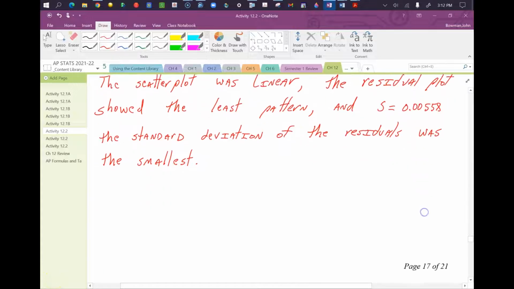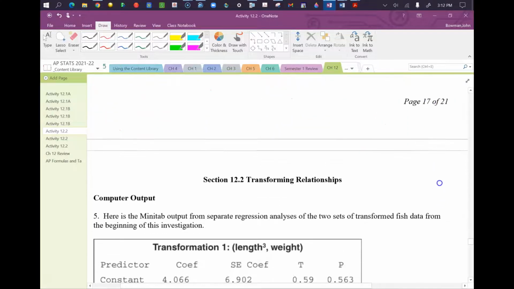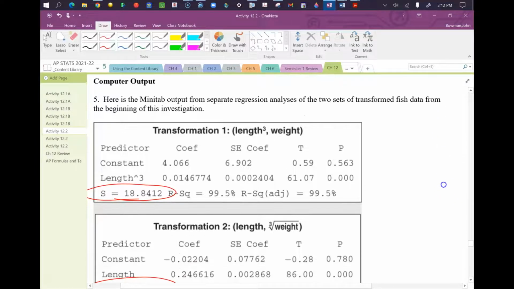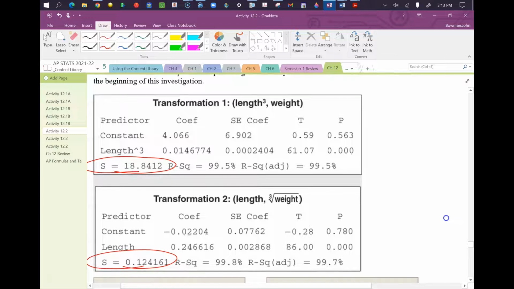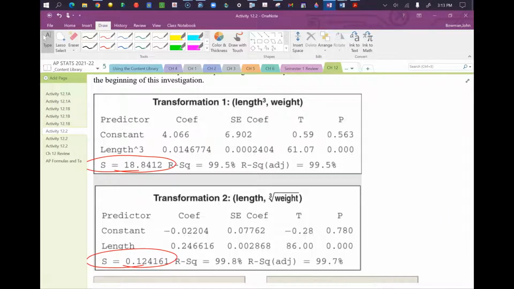Very often these problems are dealt with on the AP exam using computer output. So for our fish data, you will see transformation 1 is the length cubed. Notice that they cubed the length this time instead of the cube root of the weight. And transformation 2, they took the cube root of the weight. So you can take a look at those two and you can find the lines of best fit, and you can find the values for r and r squared. And it appears that both of those are very good fits.